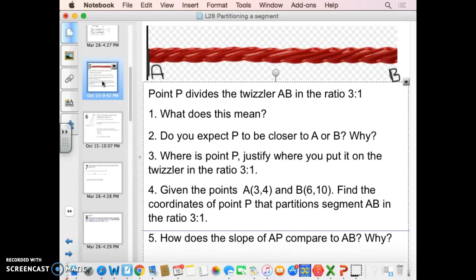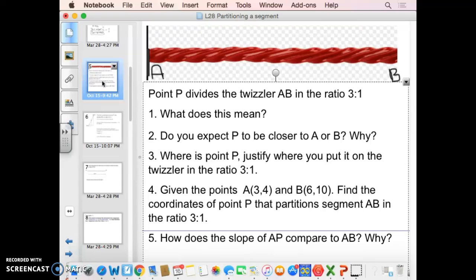All right, so in class today, we are actually given a Twizzler. Obviously, you don't have one. So what we want to do is we're going to be trying to discover a point P. And you want to figure out where on this Twizzler you're going to put point P that divides the Twizzler into a ratio of 3 to 1. So go ahead and pause the video and work through this to see if you can figure it out.